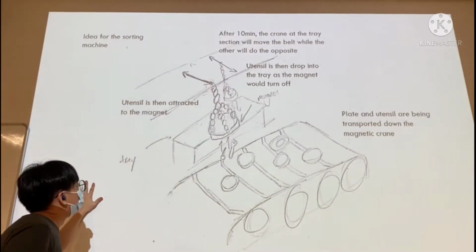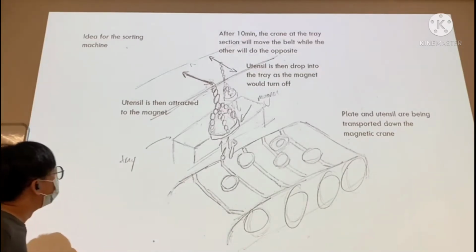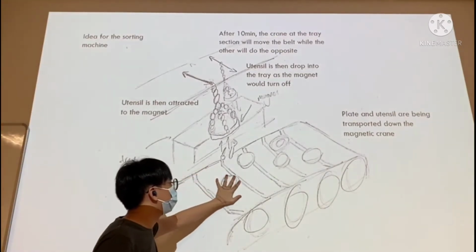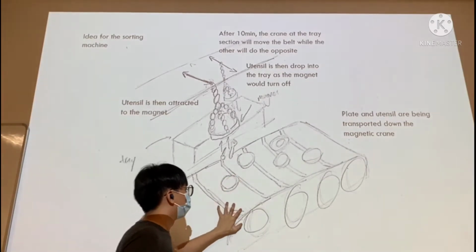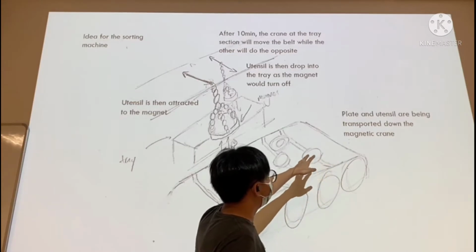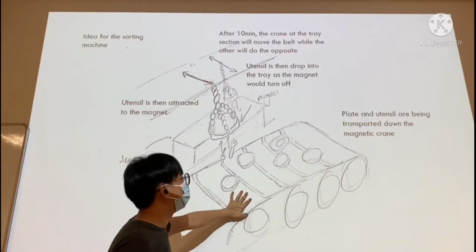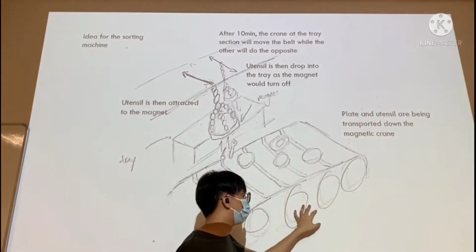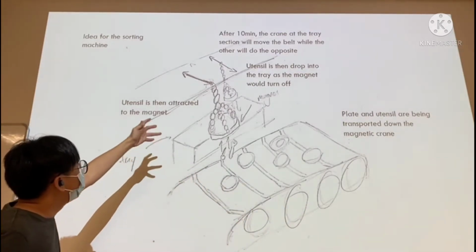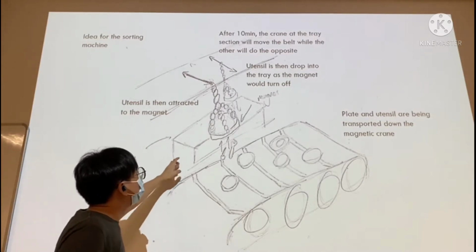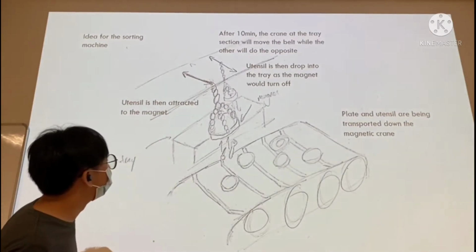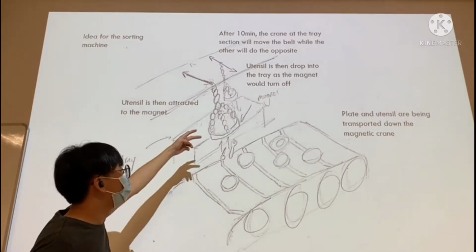And so this is our idea. The utensil is attracted to the magnet as seen from the illustration. The plate and utensils, at first they are being transported down the metallic crane using these conveyor belts. And then after 10 minutes, the crane and the tray section will move the belt while the others will do the opposite, as you can see.